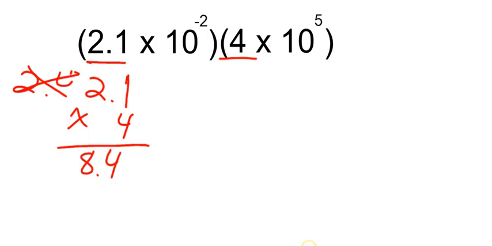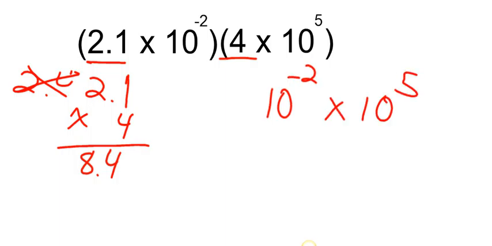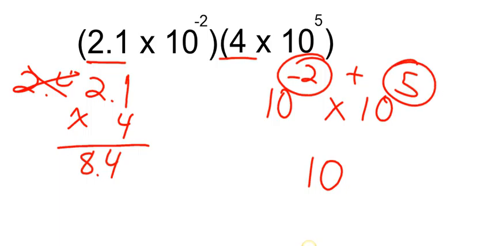And now we're going to take our powers. That's the word I'm looking for. So we have 10 to the negative second times 10 to the fifth. And of course our base stays the same, so I'm going to just throw that down here. And now I'm going to take negative 2 and add it to a positive 5. Negative 2 plus a positive 5.